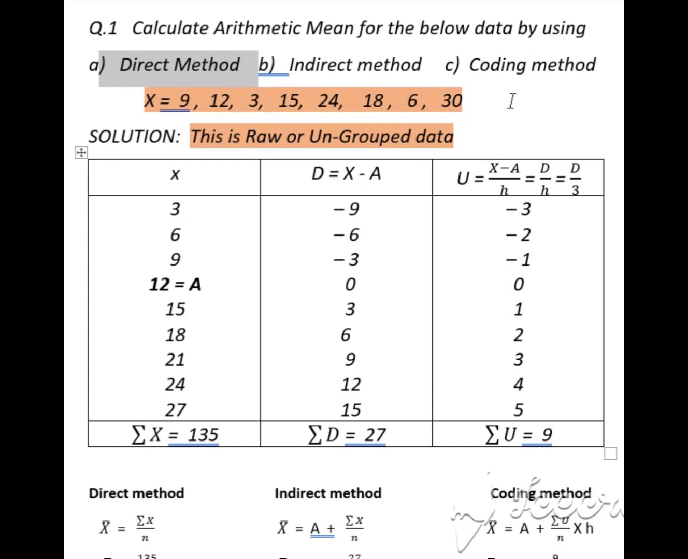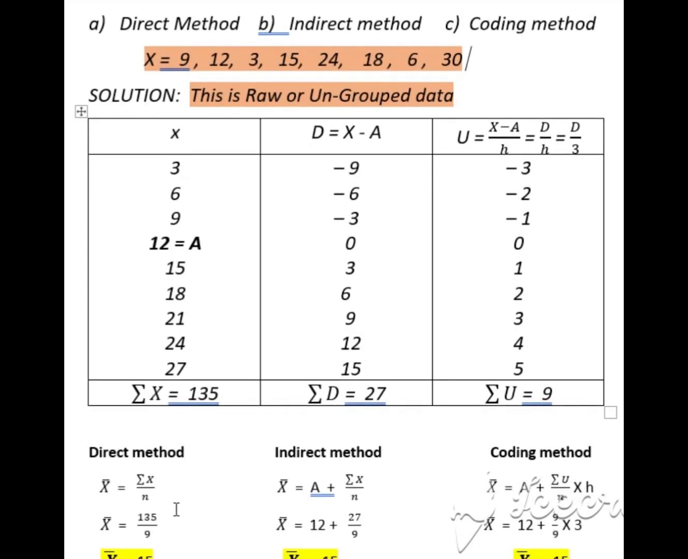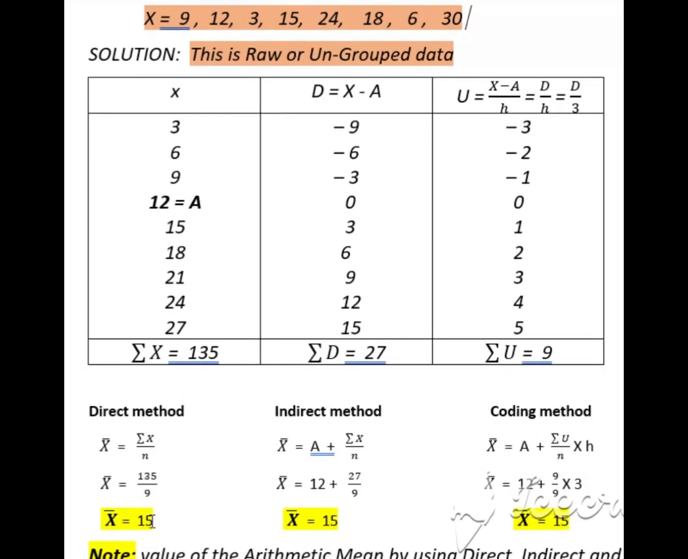So these are ungrouped data, numbers x. Write these numbers in column x, assume these values 6, 3, 6, 9 up to 27. Now just add up these numbers, which is sigma x. It means the total of x, which is 135. Now 135 divided by n. N is how many numbers are these? Just count 1, 2, 3, 4, 5, 6, 7, 8, 9. These are 9 values, so divide by 9. You will get the answer of arithmetic mean. X bar is equal to 15.